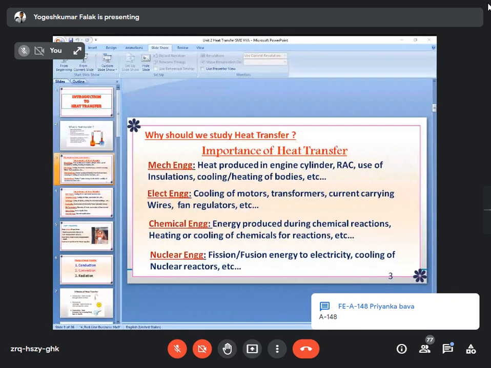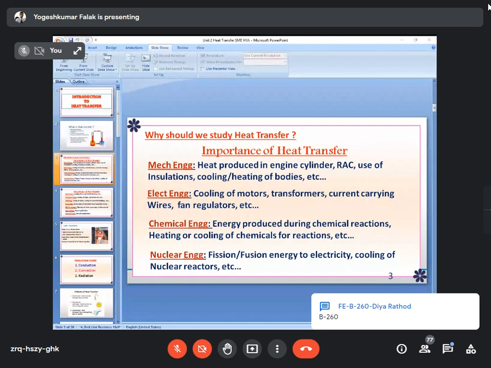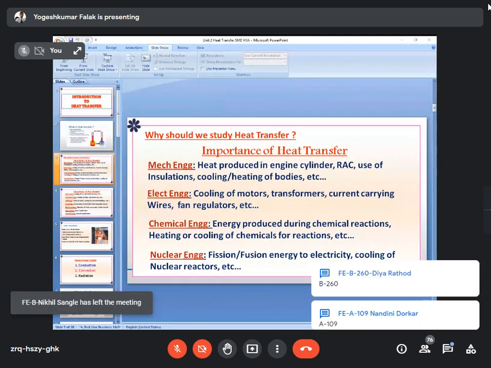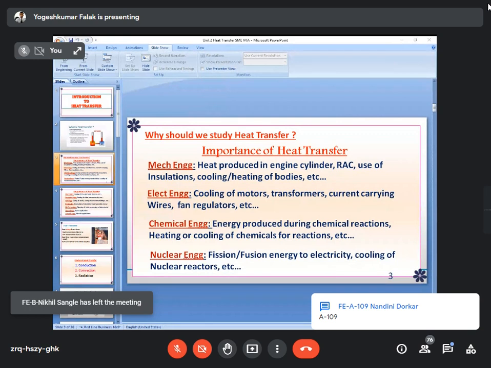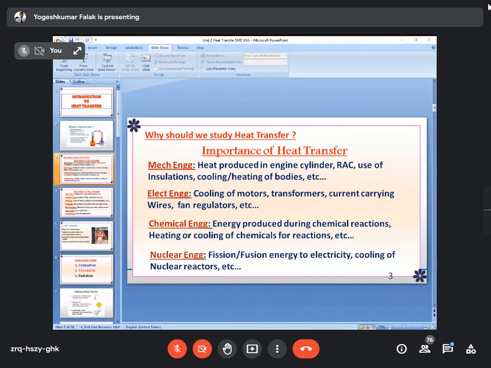And lastly nuclear energy, that is fission and fusion. What we studied in nuclear power plants, fission and fusion energy to electricity, cooling of the nuclear reactor is required. To cool the nuclear reactor, we require some elements: controlling rods and moderators are used to control its chain reaction. After controlling the chain reaction, some water can be flowed from the outer body of the reactor to cool the total nuclear reactor. So that is the importance of heat transfer. Heat transfer takes place in what? They can take away heat from any type of body, right?